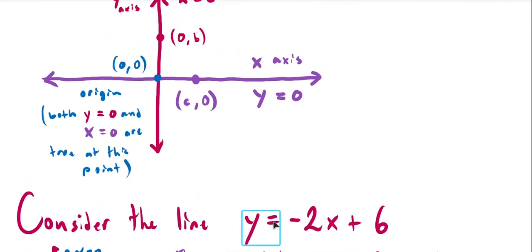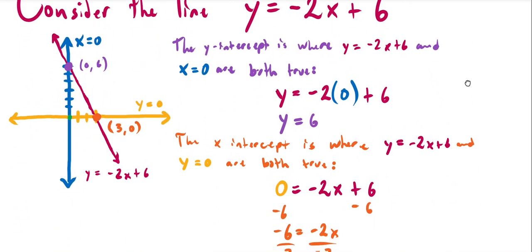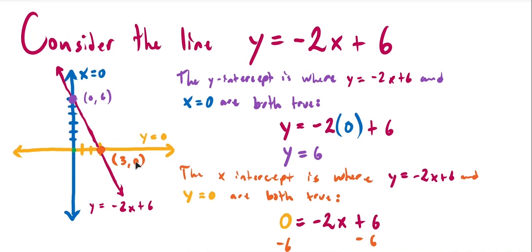Now I want you to consider a generic line. Let's say the line y equals -2x plus 6, to be specific. Not horizontal, not vertical, nothing special. So here I have graphed it. And let's consider how to find these points. This one's the y-intercept, exactly where it hits the line x equals 0, the y-axis.